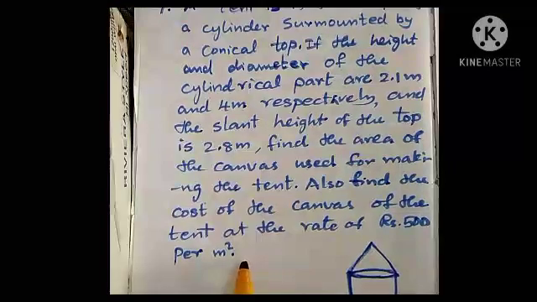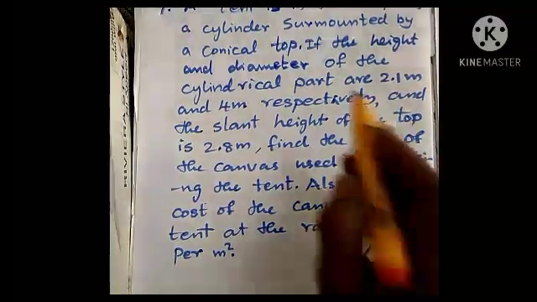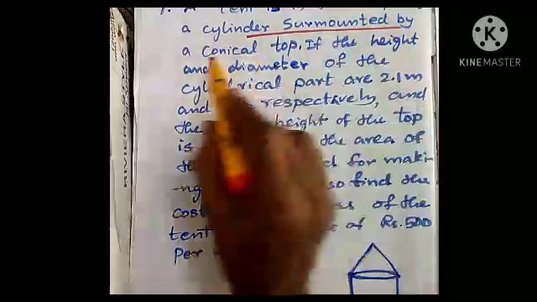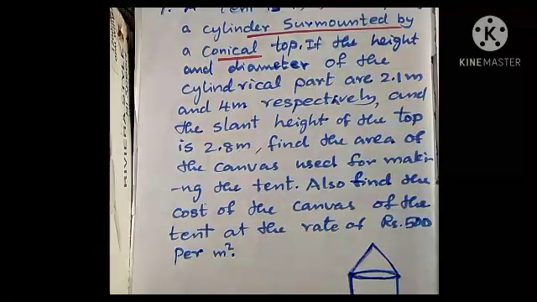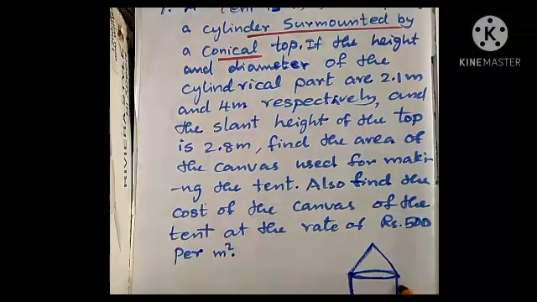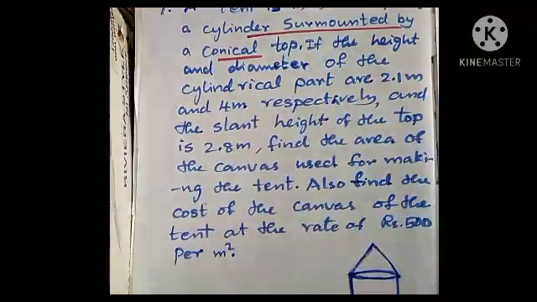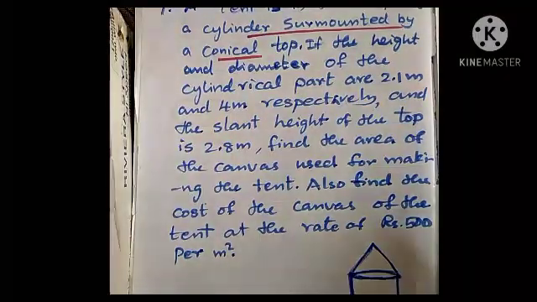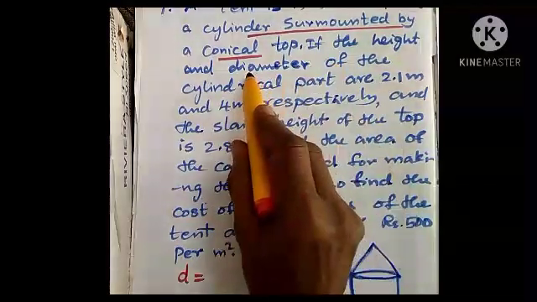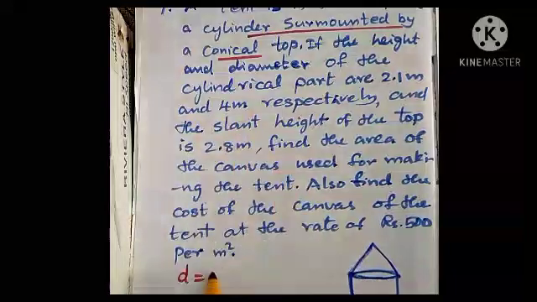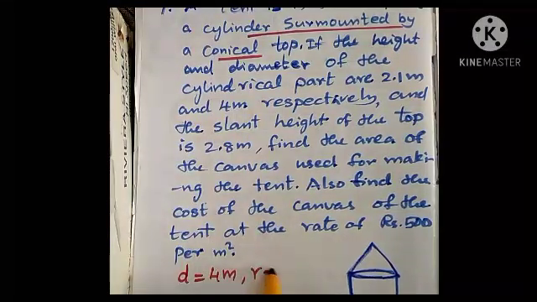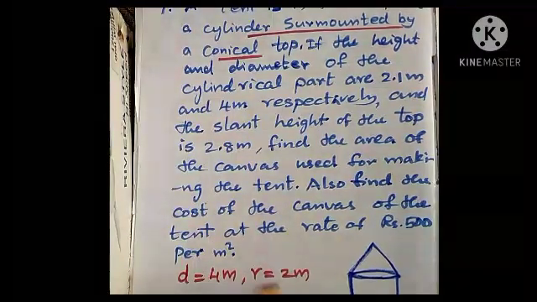So what is given? A tent, which is in the shape of a cylinder surmounted by a conical top. So we can select a cylinder and a top. Here it is a conical shape. The height and diameter of the cylindrical part are given, in the same order. So D equals 4 meters. Therefore radius equals half of that, 2 meters.